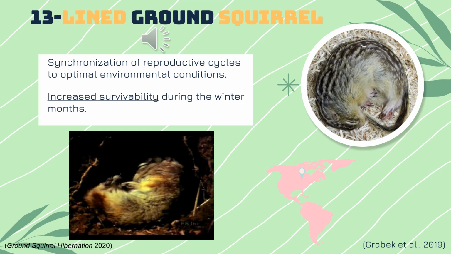The 13-lined ground squirrel demonstrates a crucial adaptation in its ability to enter hibernation during winter. Through torpor bouts, where metabolic activity decreases significantly, these squirrels conserve energy and minimize resource utilization in response to cold and food scarcity. Hibernation enables the ground squirrels to survive harsh conditions while minimizing the risk of predation and environmental challenges. During this state, they experience periodic arousals to maintain physiological functions, ensuring their survival through prolonged periods of dormancy.